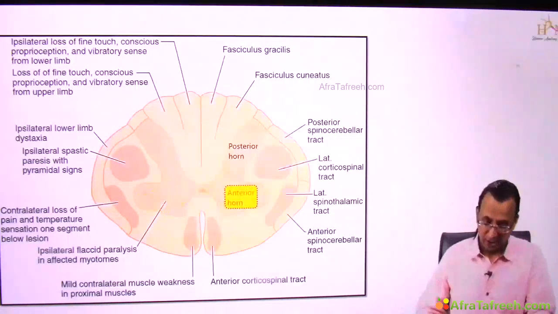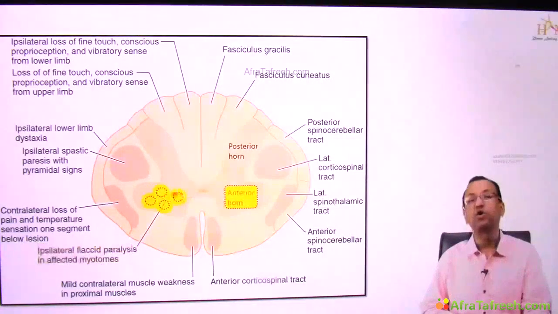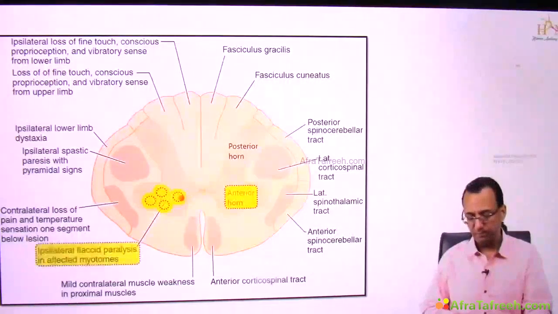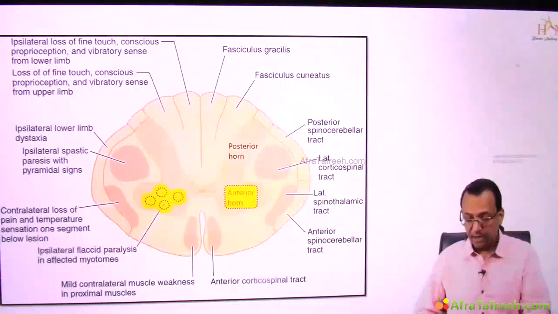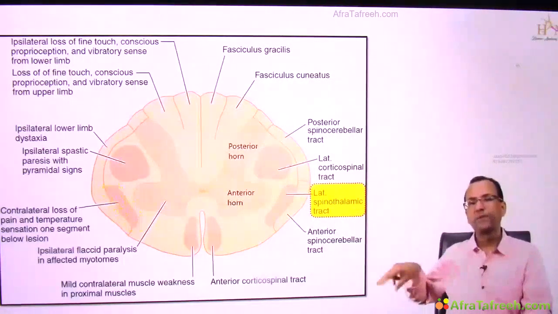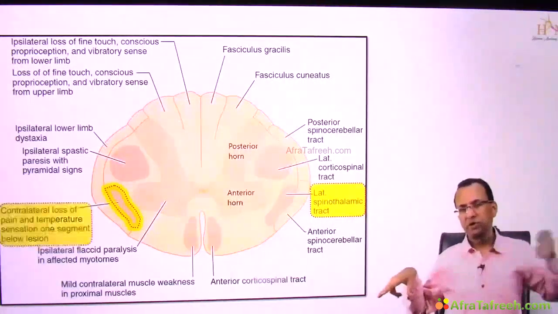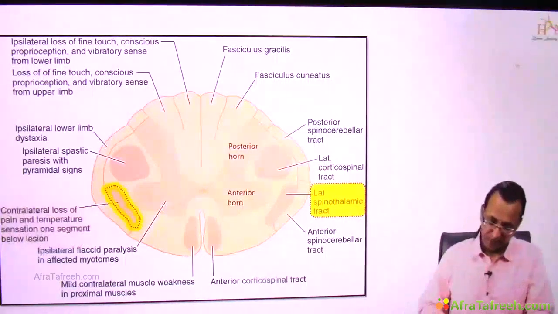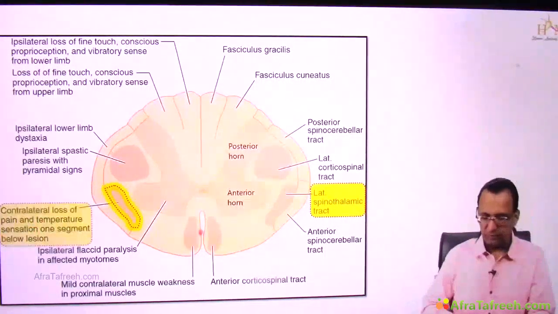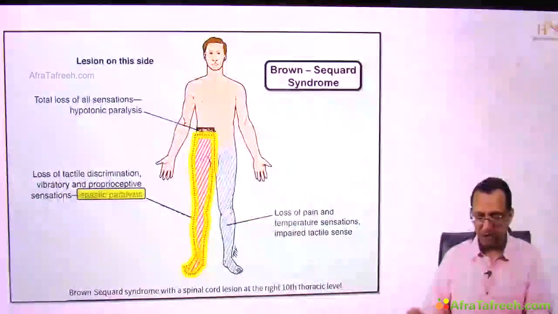Only T10 is flaccid. So you mean to say there is flaccid paralysis on the same side at the affected myotome? Yes, affected myotome only. Below that will be spastic paralysis. And what about the spinothalamic tract? If the spinothalamic tract is damaged, maybe on the right side, then there will be loss of pain and temperature on the left side of the body, contralateral. So whatever problems were there, they are almost all ipsilateral except the loss of pain and temperature on the other side of the body. Yes, because the spinothalamic tract is a crossed tract.